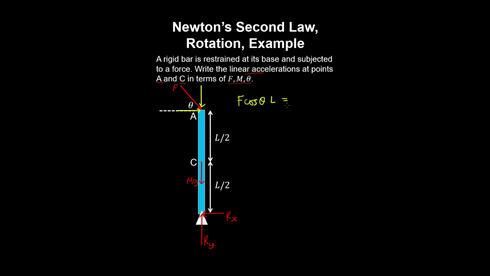And that's equal to the moment of inertia of the bar about its endpoint times the angular acceleration. And now we can solve for alpha. And therefore, to find the linear acceleration at A and C, we can use the following relationships.